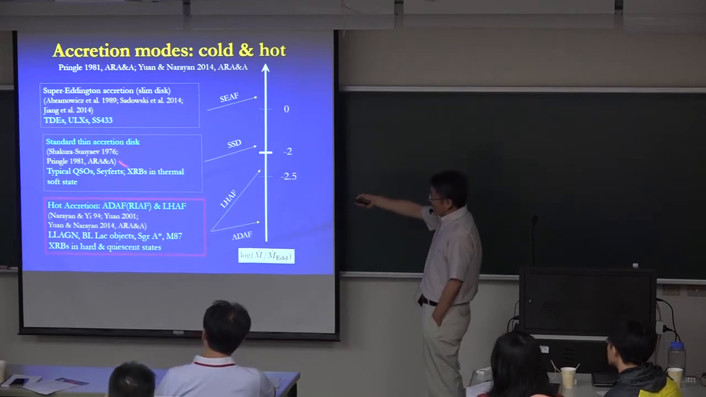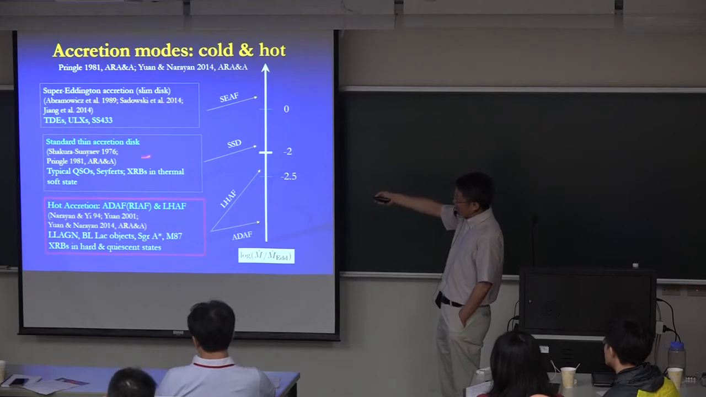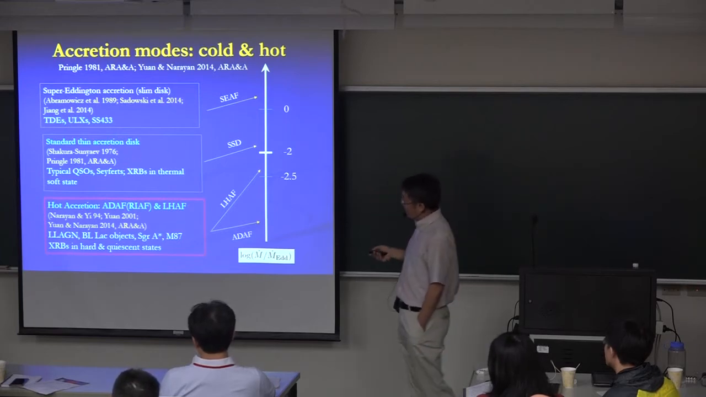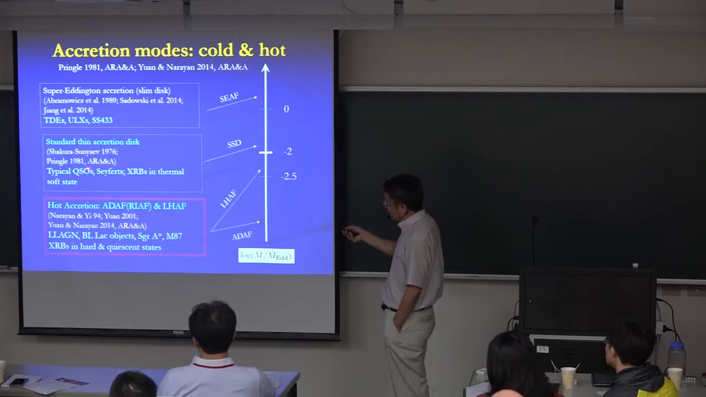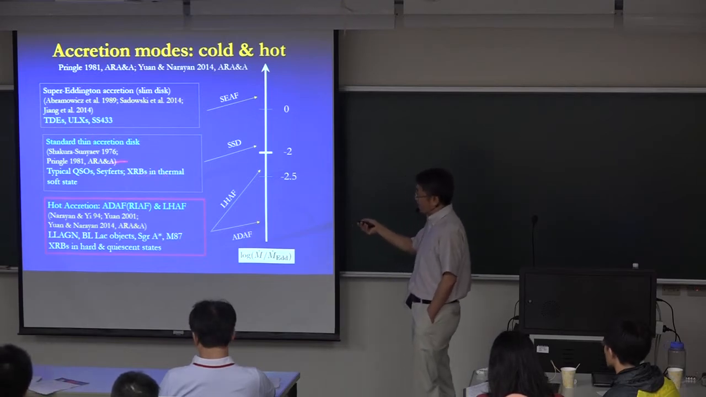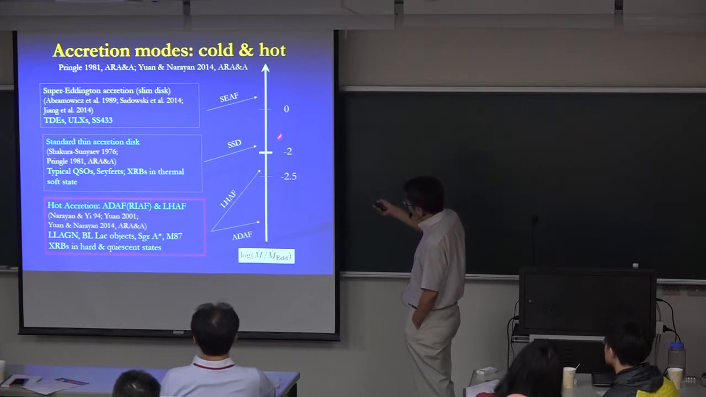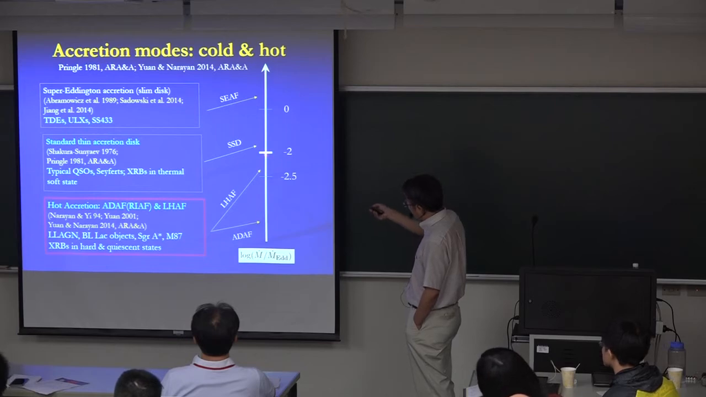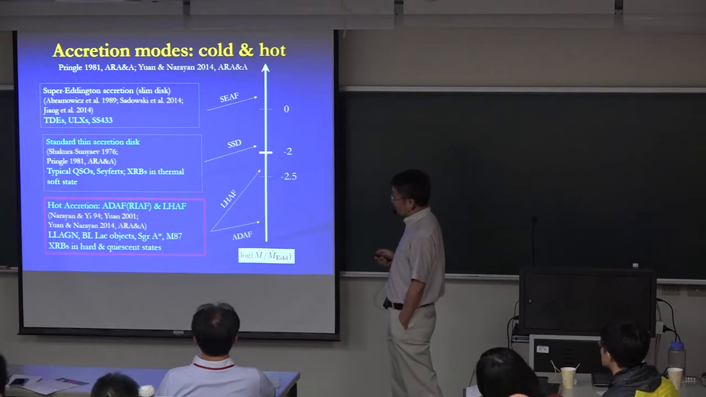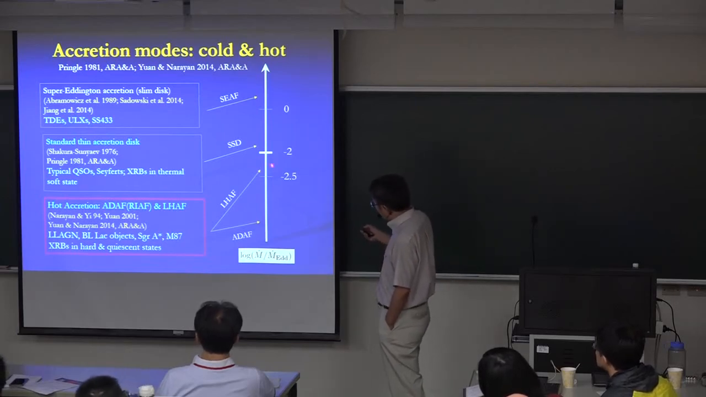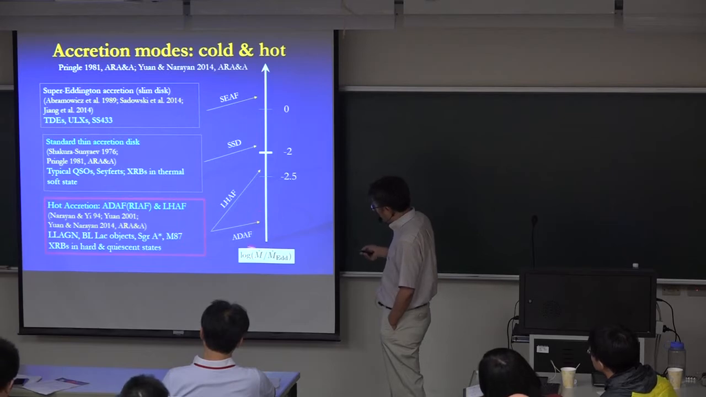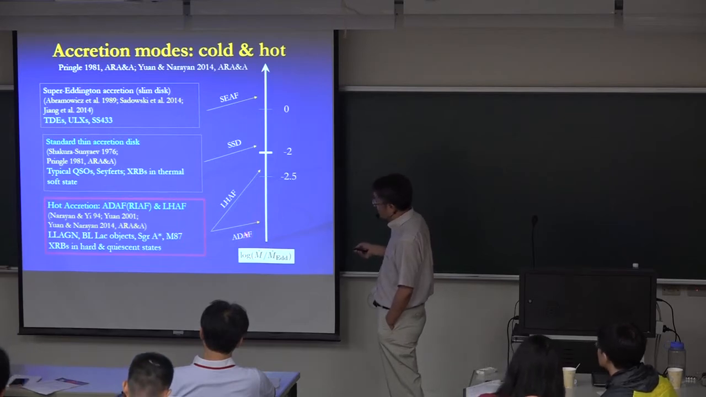The standard thin disk is widely used, at least many years ago, in astrophysics. Now we believe typical quasars, AGN, Seyfert galaxies, and also X-ray binaries in the thermal or high soft state are in this regime, the standard thin disk. Roughly the accretion rate is around this one. Below this accretion rate, below 10 to the minus 2 Eddington, we will have hot accretion flow models. If the accretion rate is very low, in this regime we will have advection-dominated accretion flow.